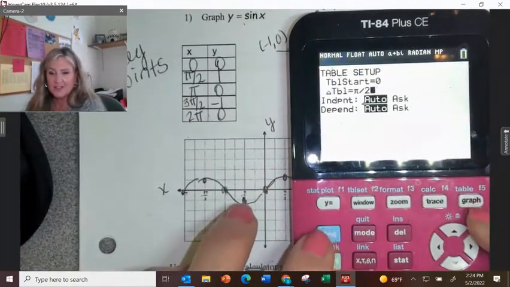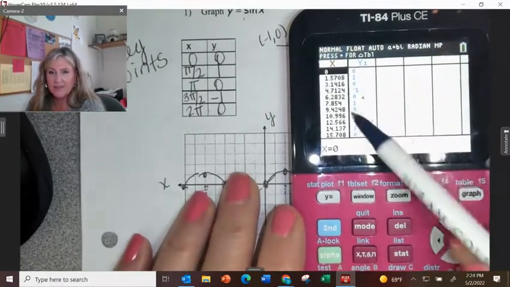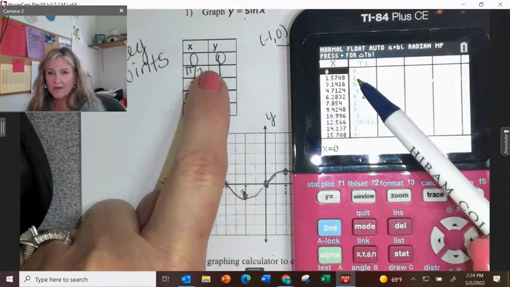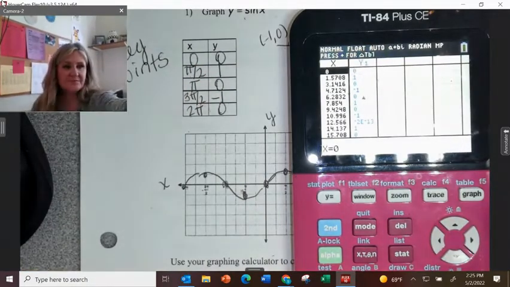And now go back to your table. Do second graph to get to your table. And do you see now how the points work out right? 0, 1, 0, -1. Yeah, Vlad. How do I find that?